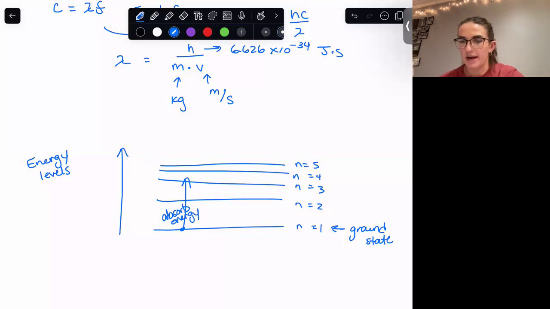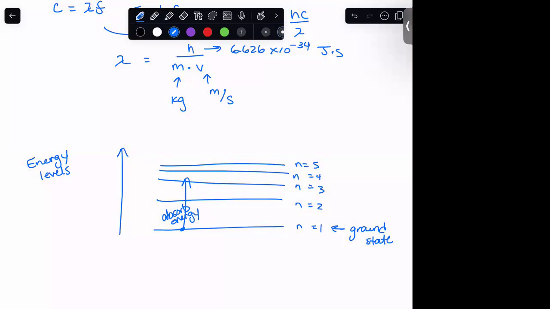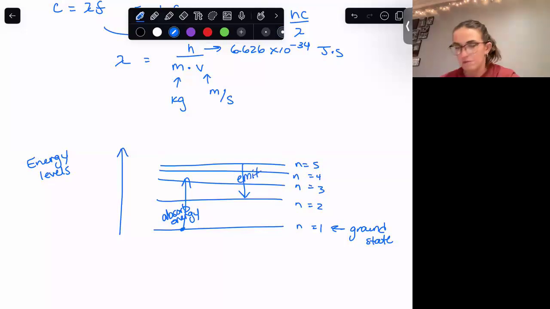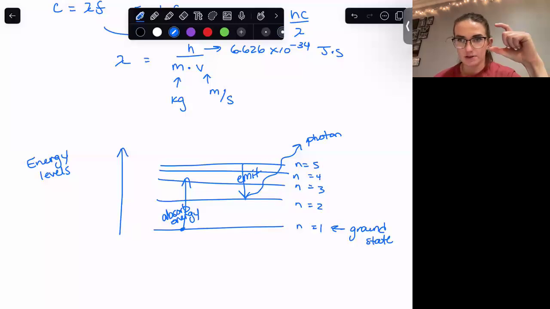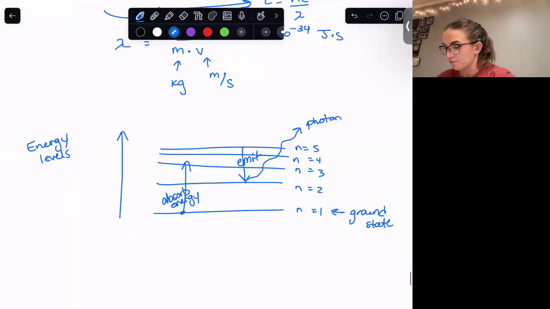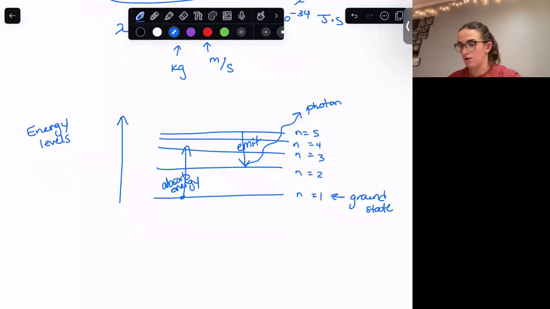And what happens when we go back down to ground state, or we go back down to a lower energy level? Emission. Good. So we have to emit something. In this case, it's a photon that is released that has the energy that's the difference between those two energy levels that it's transitioning between. We know that those energies are quantized, so there's a specific energy for each of those specific energy levels. So the difference to get from 1 to 5 would be the sum of 1 to 2, 2 to 3, 3 to 4, 4 to 5.